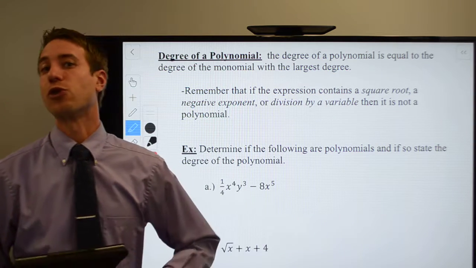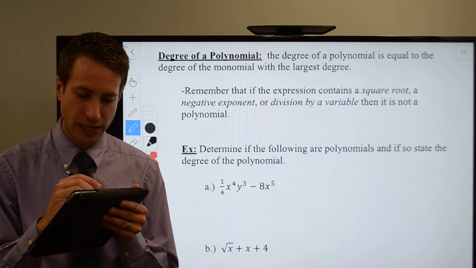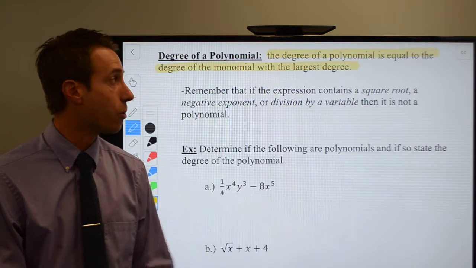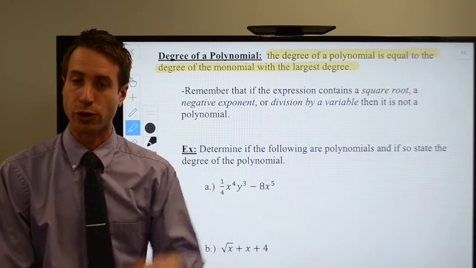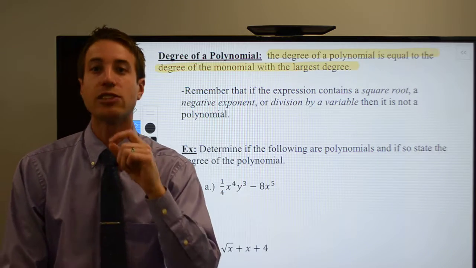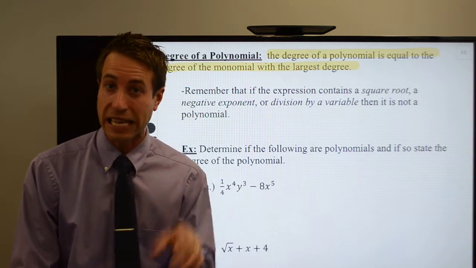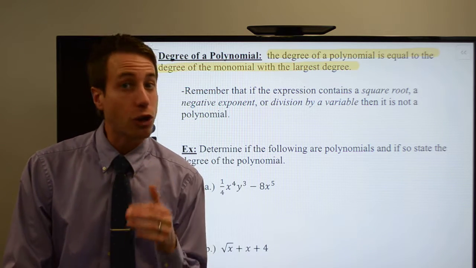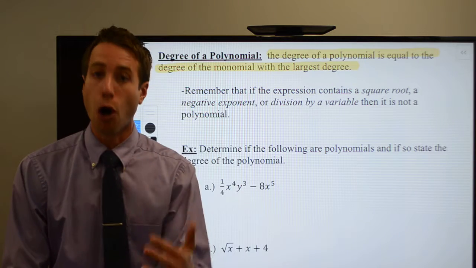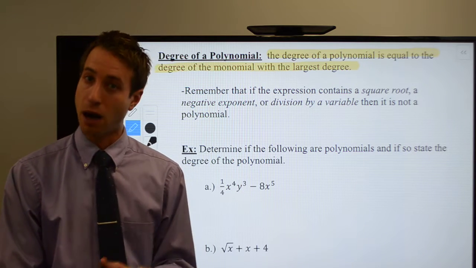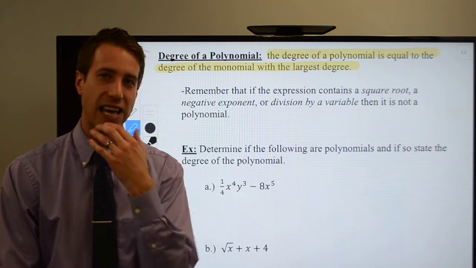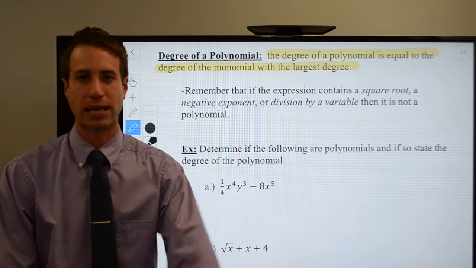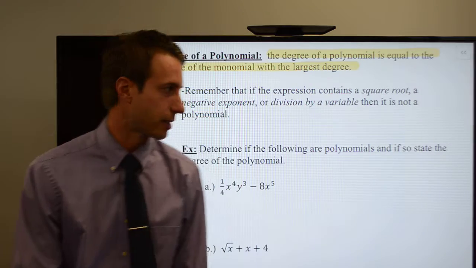First of all, the degree of the polynomial is equal to the degree of the monomial that has the largest degree. So you're going to go through and find the degree of each term in the polynomial. Whichever one of those terms has the largest degree will also be the degree of the polynomial. Again, I know that's kind of a wordy way of saying it, but when we do an example problem, it'll make perfect sense. It'll come back to you.